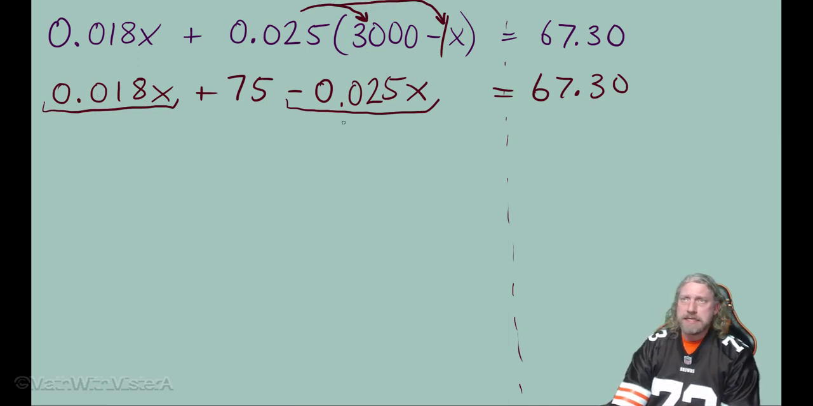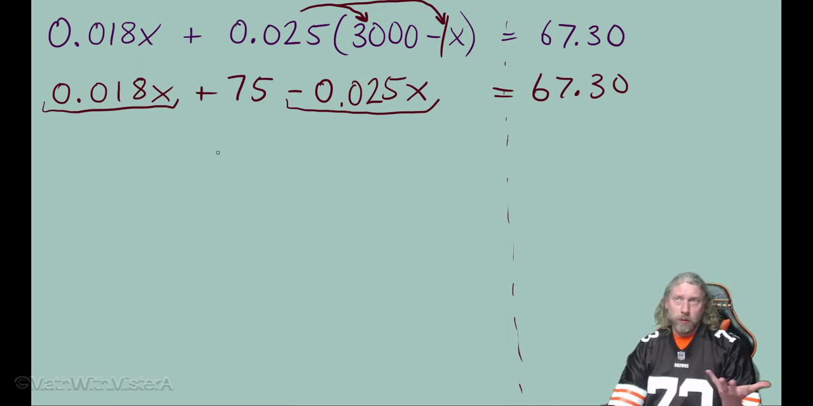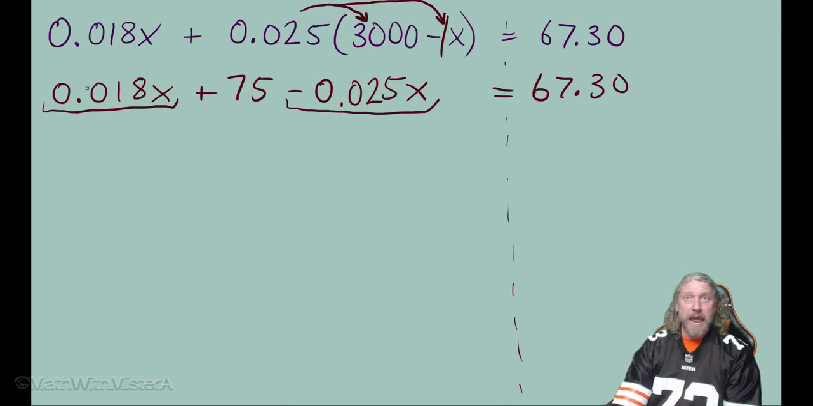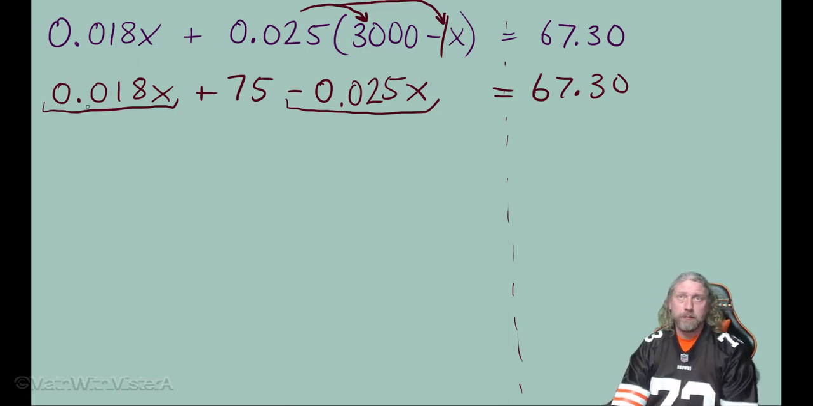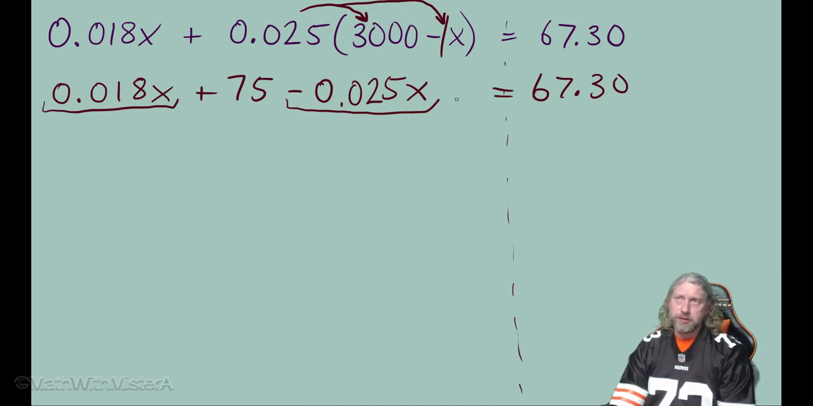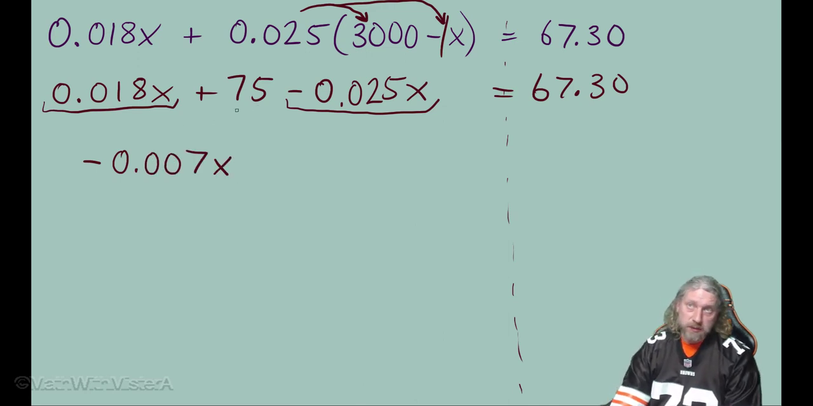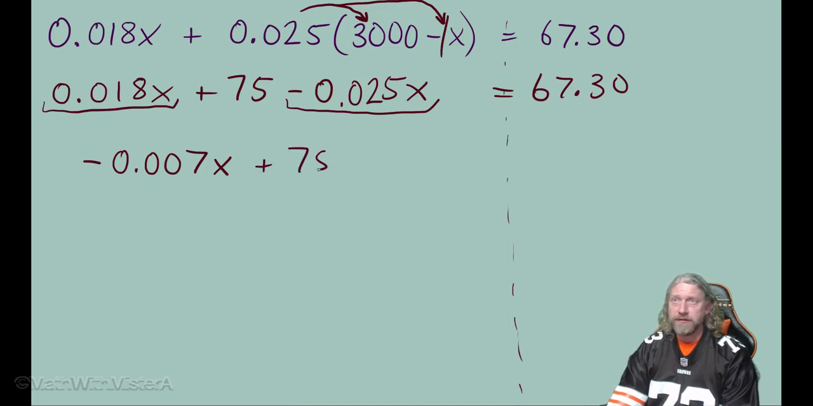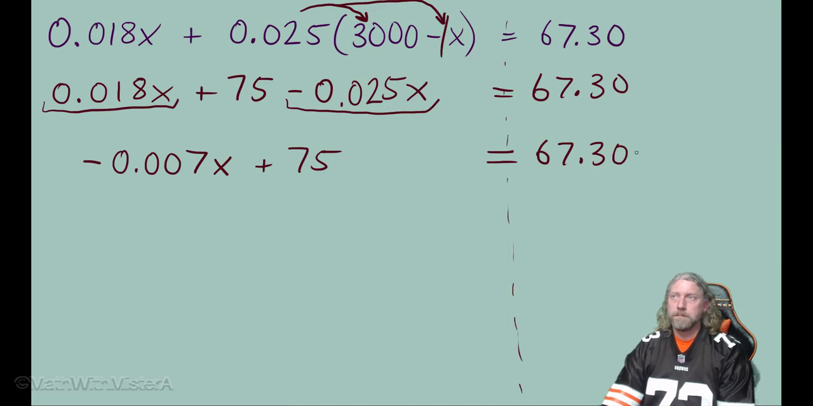The other has a negative coefficient. So when we're combining these terms, we'll be adding this positive 0.018x to that negative 0.025x. And that will give us a negative 0.007x. Then let's bring down the plus 75. And the right side equals 67.30.